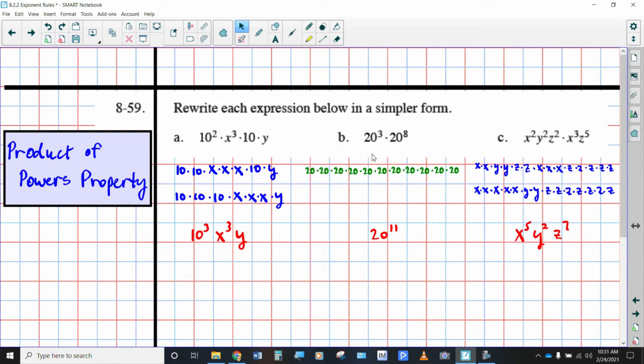So you might already be thinking about a rule that we would apply to this situation, and we'll get to that in a little bit.